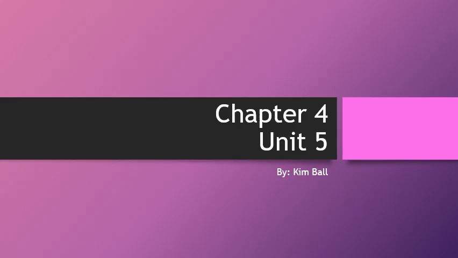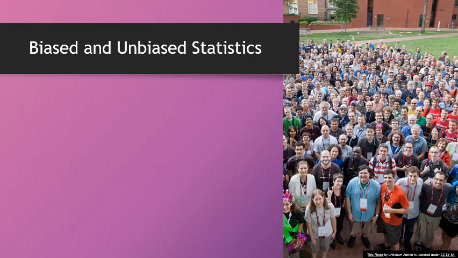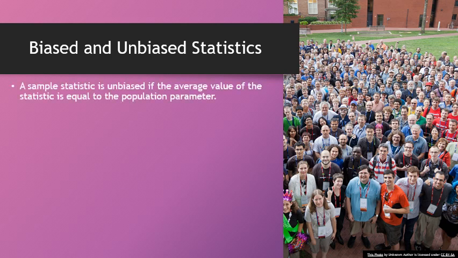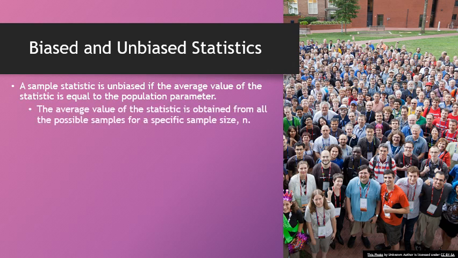Chapter 4, Unit 5, Biased and Unbiased Statistics. A sample statistic is unbiased if the average value of the statistic is equal to the population parameter. For example, if the sample mean is equal to the population mean. The average value of the statistic is obtained from all the possible samples for a specific sample size n.